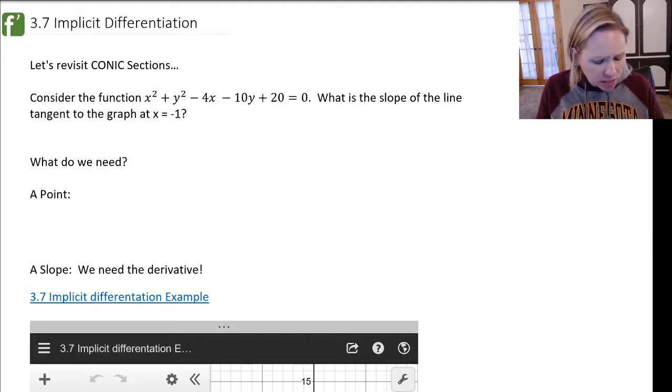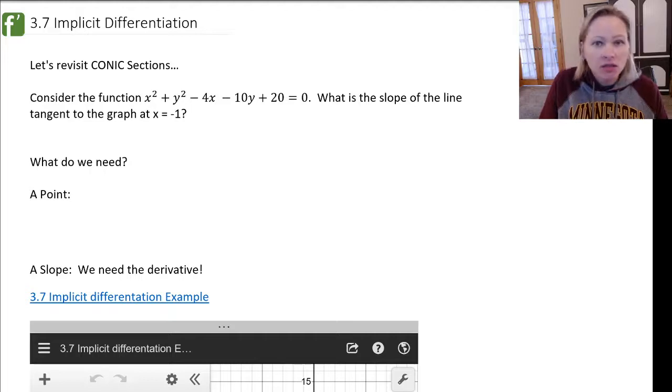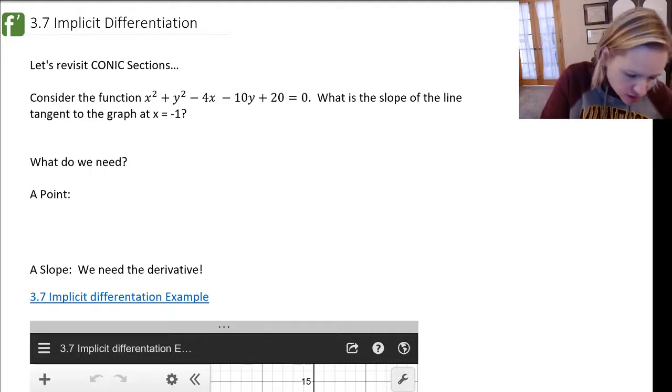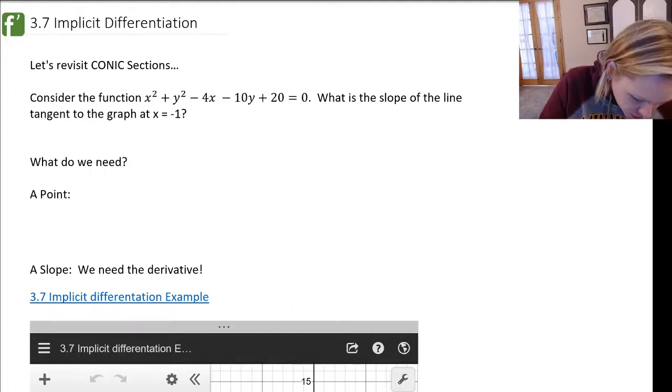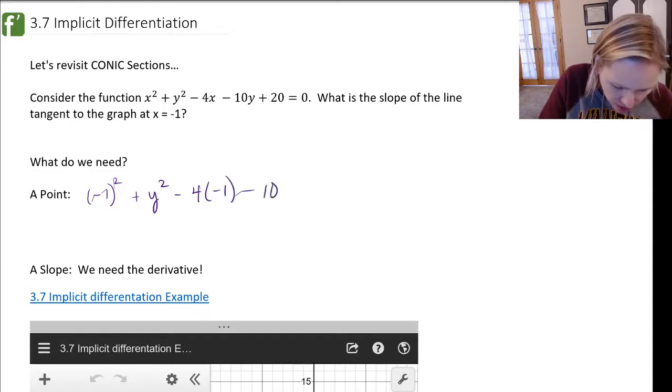So let's consider this example. We want to find the slope of the line tangent to the graph at x equals -1. Well, in order to do this for any function, regardless of what it looks like, you need a point. Okay, well, we can find the point, right? So let's do that. If this is my equation, I'm going to plug in -1. So I'll have (-1) squared plus y squared minus 4 times -1 minus 10 times y plus 20 equals 0.